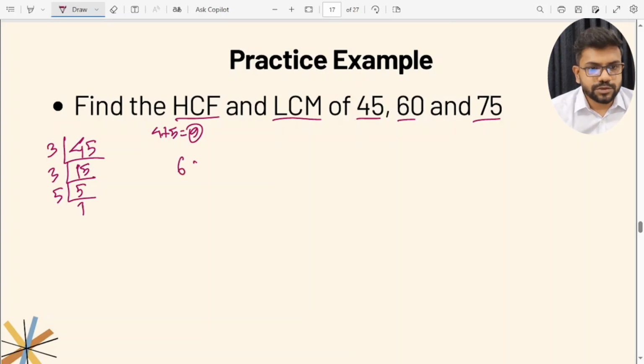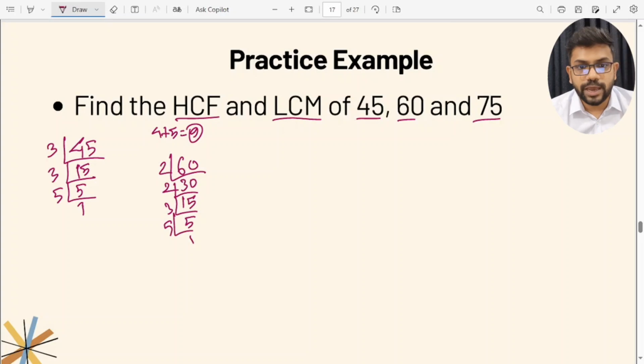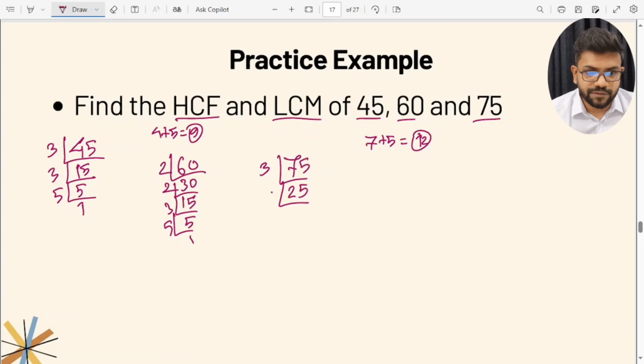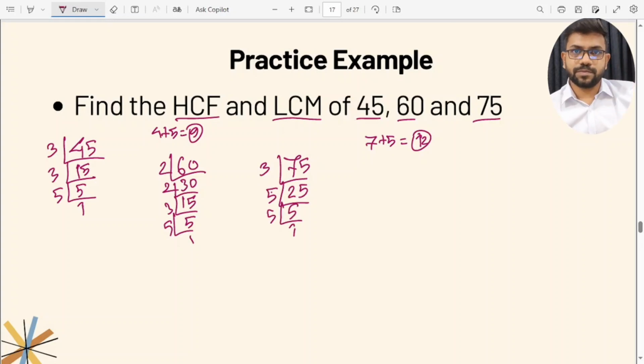And then likewise we can do 60, which is divisible by 2. Half of 60 is 30, then 15, 5 and 1. And 75: 7 plus 5 is 12, divisible by 3. We would take 3, 3 2s are 6, 3 5s are 15, 25 is divisible by 5. You can see that I'm doing this quickly. It needs a lot of practice to know which number is divisible by what number. As you practice more and more, you'll get to know that 45 is divisible by 3, and 60 is an even number divisible by 2. So this needs a lot of practice.